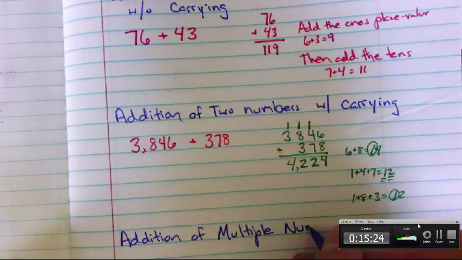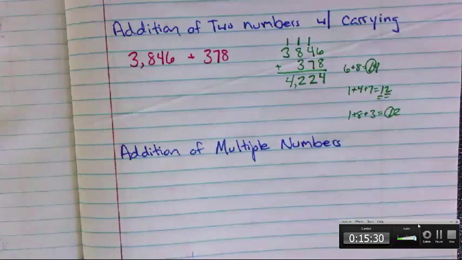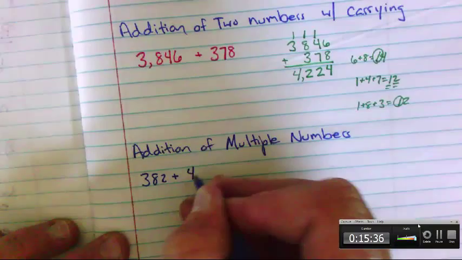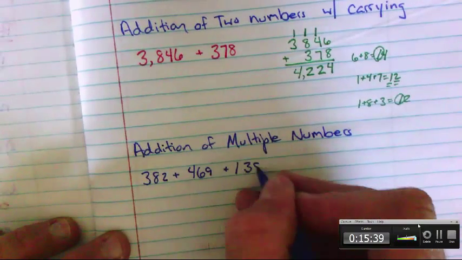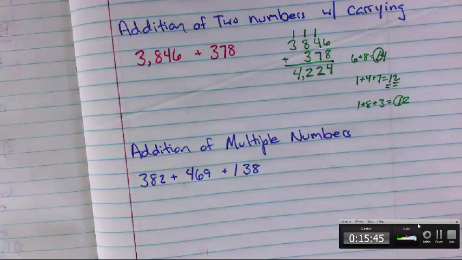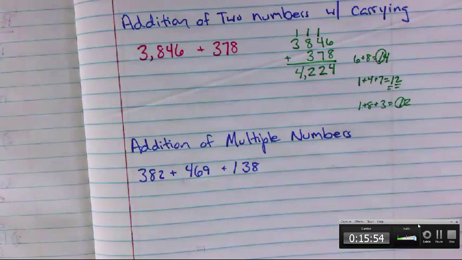All right, and then let's say we have this: addition of multiple numbers. Let's say we do 382 plus 469 plus 138. Two ways you can do it. We can use the commutative and associative property first if we wanted to.